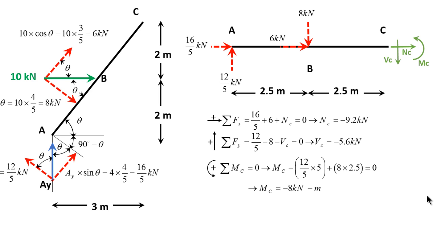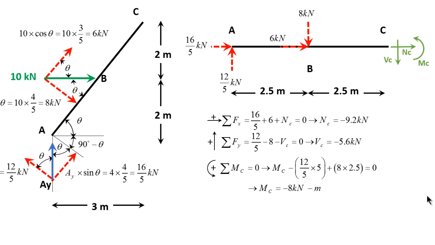Now I'll take the moments about point C and set that equal to 0. So MC, then I'm going to start from the left end of the beam. I have 12 over 5 multiplied by 5, and it's a negative sign because it's going clockwise. And remember, counterclockwise is the positive sign convention for the moment. Then I go to the second force, which is the 8.